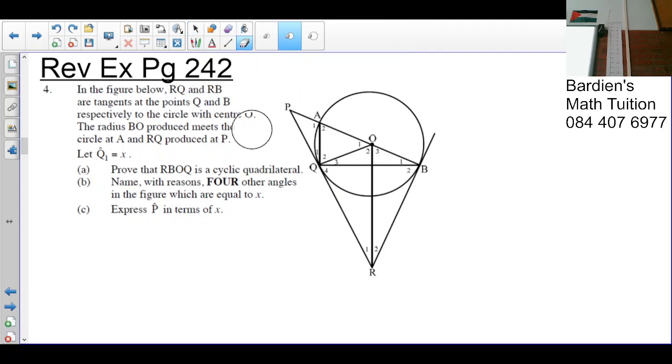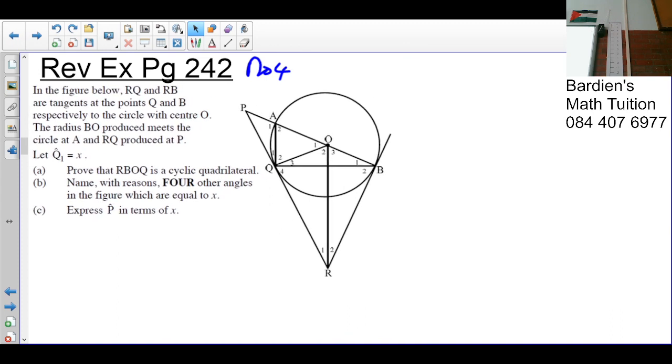And I'm going to align this board now, just in case the video stops or anything else. Okay, so I'm just going to work with it, it's easier. So you put your number 4. We are now told the circle center O, radius BO produced. Produced means extended. It meets the circle at A and RQ produced at P. There is RQ at P.